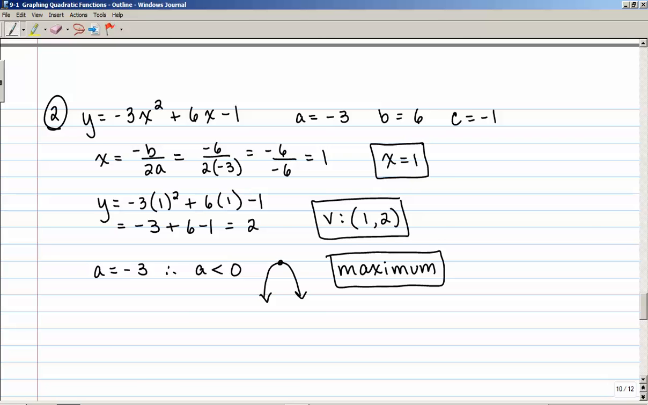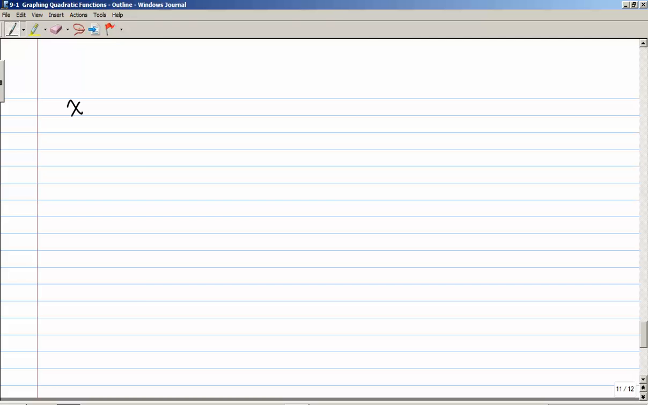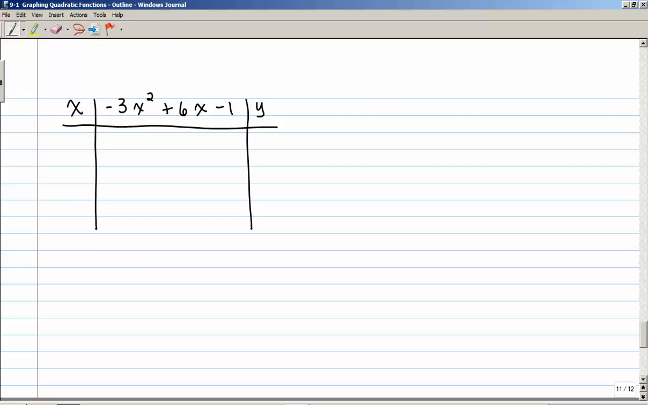Okay. My y-intercept is what I get when I plug in 0 for x. And if you haven't noticed, multiplying by 0, that's going to go away, that's going to go away. Basically, your y-intercept is whatever c is. So my y-intercept is negative 1. Okay, and now let's make a table of values. In my center column, I'll put what my function is, negative 3x squared plus 6x minus 1, and y. And remember, you want to put your vertex as the center point in your table. So I'm going to make that my middle value. So my vertex was the point 1, 2. Pick two values smaller and two values larger.